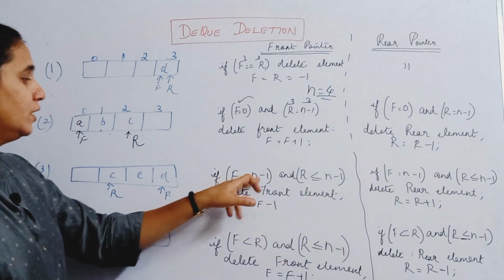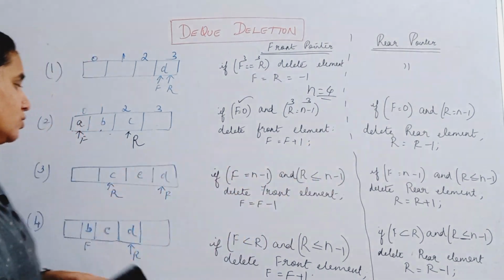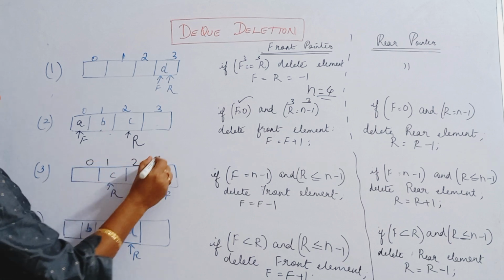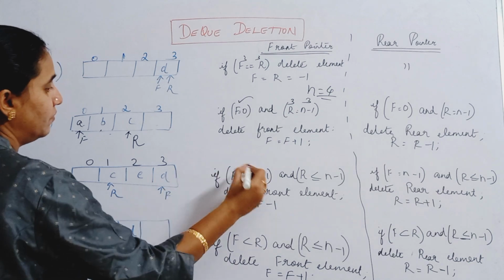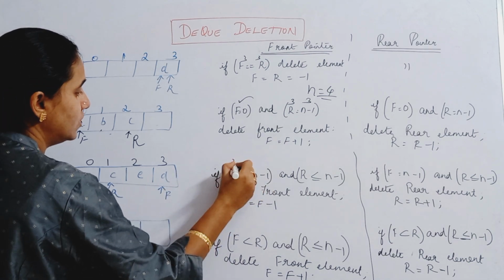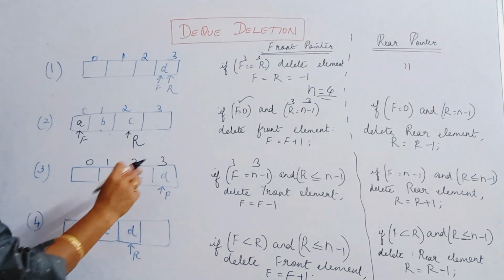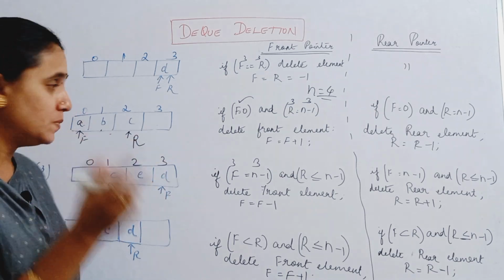If f is equal to n-1 and r is less than or equal to n-1. So what is f equal to n-1? 0, 1, 2 and 3. So f is equal to n-1. What is the f value? 4 minus 1 is 3. So this condition is true, isn't it? So f is pointing to the last index value. Please make a note of it.